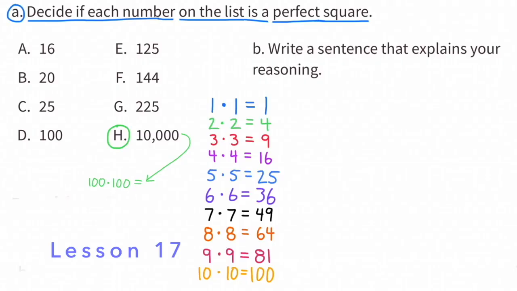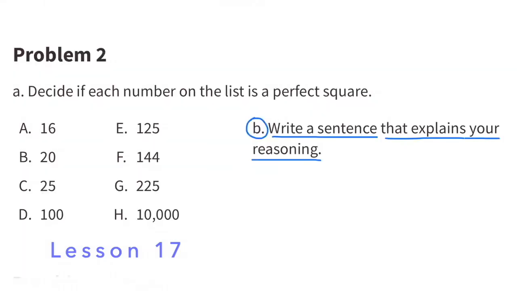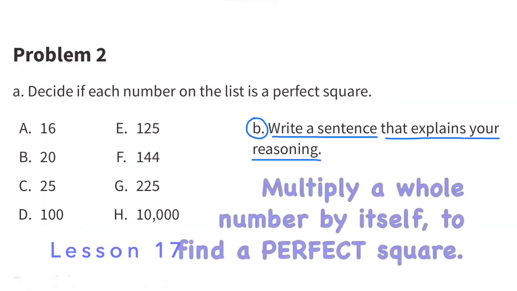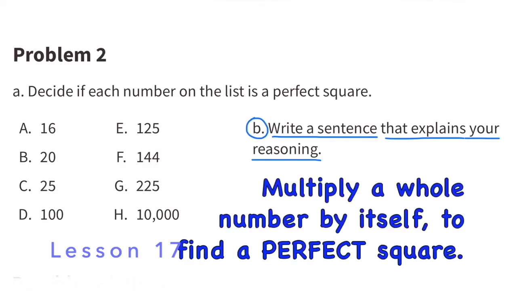B. 20 is not a perfect square because no whole number times itself equals 20. And E. 125 is also not a perfect square because no whole number times itself equals 125. B. Write a sentence that explains your reasoning. Multiply a whole number by itself to find a perfect square.